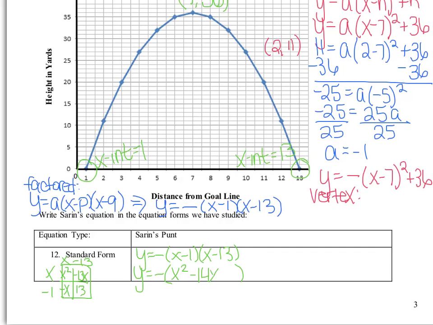So I'm really going to have x squared minus 14x plus 13. Finally, I need to distribute the negative, so my final answer is going to be y equals negative x squared plus 14x minus 13. And that's my standard form.